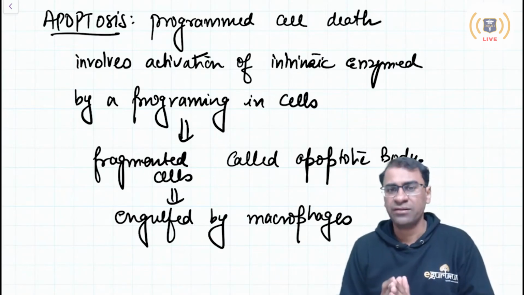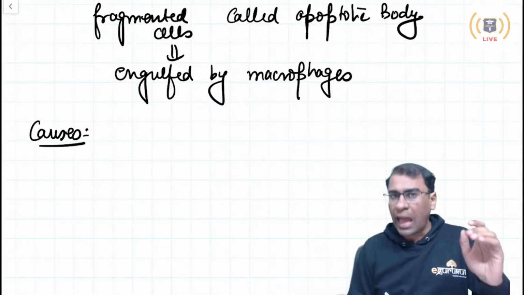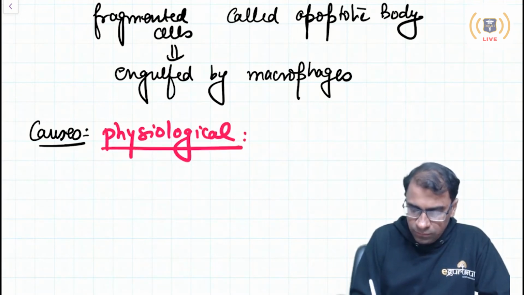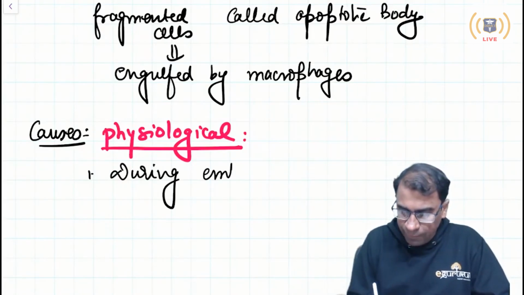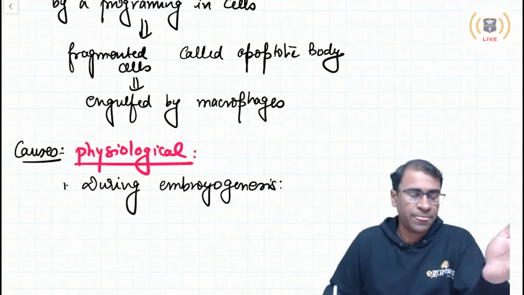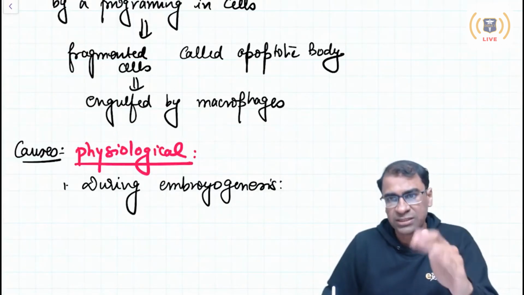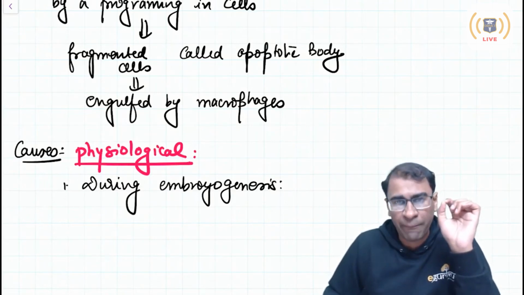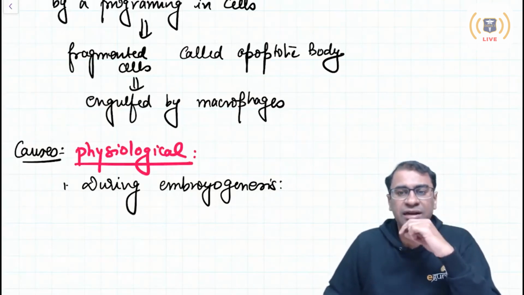To understand this topic better, let's start with the causes of apoptosis. Apoptosis can be physiological as well as pathological. Let's start with the physiological examples. First one, it occurs during embryogenesis. You read anatomy and embryology, where you talked about implantation, organogenesis and metamorphosis. All the cells during the developmental process are destroyed by a programmed cell death called apoptosis.